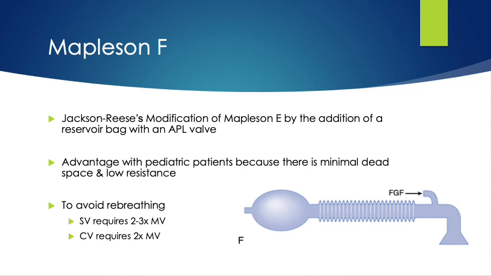Next is the Mapleson F. This is the Jackson-Rees's modification of the Mapleson E by the addition of a reservoir bag with an APL valve. The advantage of this is with pediatric patients, because there's minimal dead space and low resistance. So here are the minimums to avoid rebreathing.